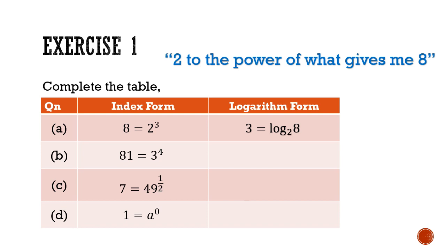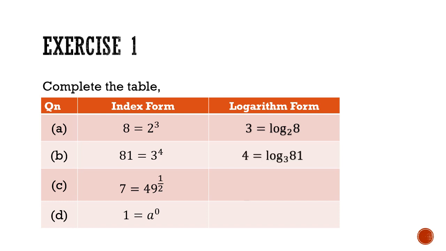What about part B? We can write it as log base 3 of 81 gives me 4. In part C, log base 49 of 7 gives us half. And in part D, log base A of 1 gives us 0. Notice that in the index form and the logarithmic form, the base doesn't change. The base for part A is 2, for part B remains at 3, for part C the base is 49, and for part D the base is A. That doesn't change. But the subject changes.